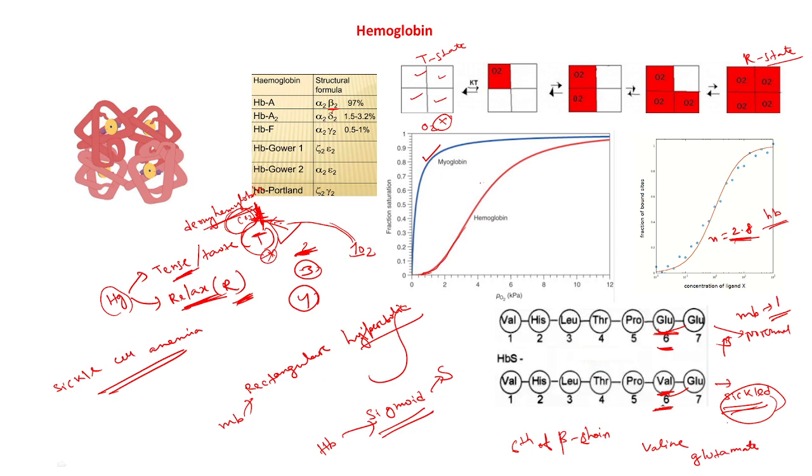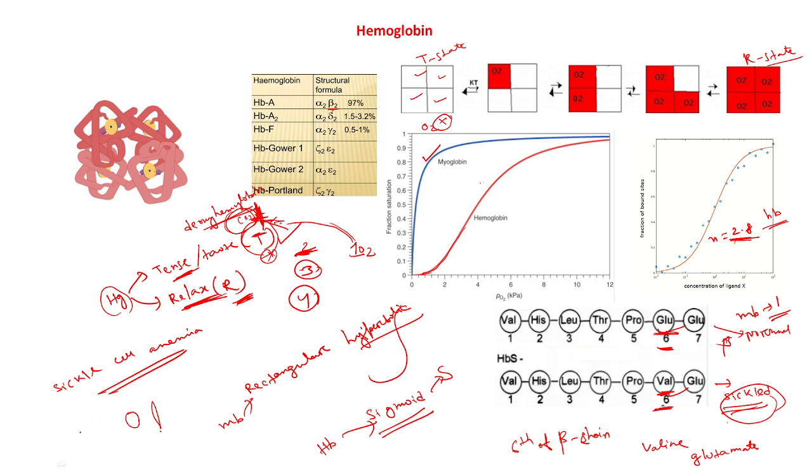So that's why the normal structure of the RBC is like that. In sickle cell anemia, the RBC is like that. It is the pointed structure of the sickle cell, or sickle shape. So this is all about sickle cell anemia.